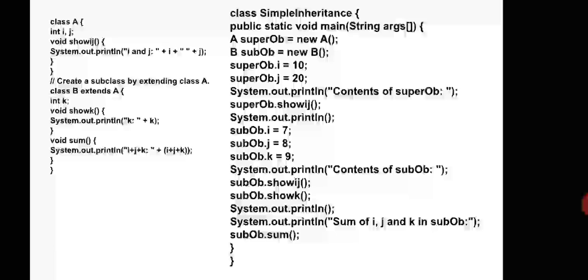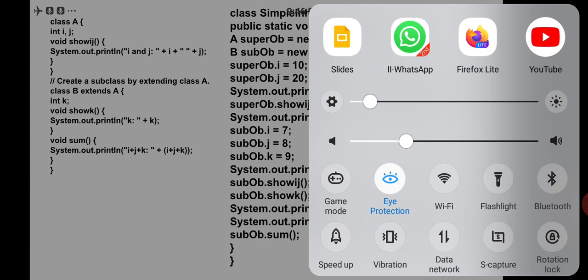Now you are calling the sub OB dot sum method using the second object. So the answer will be 7 plus 8 plus 9, isn't it? You are going to print 7 plus 8 plus 9. This is how it works. This is how the inheritance concept works.